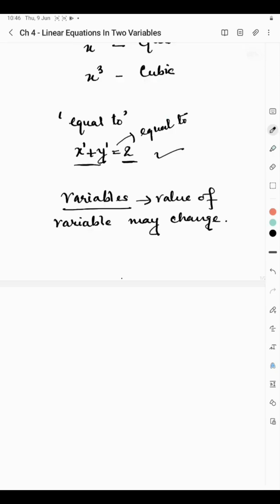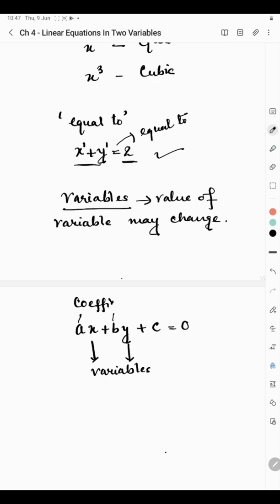Okay. Now any equation can be put in the form of ax plus by plus c is equal to 0. This is the general form, in which x and y are variables. Okay. And a and b are the coefficients and c is the constant.